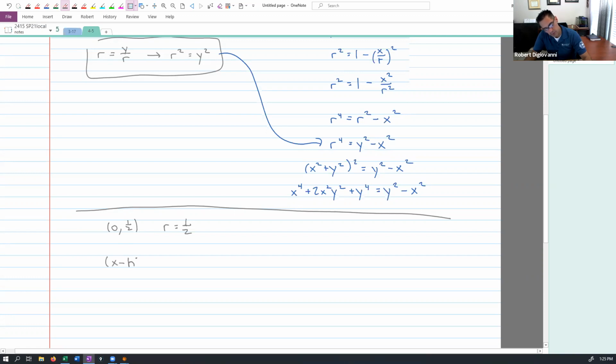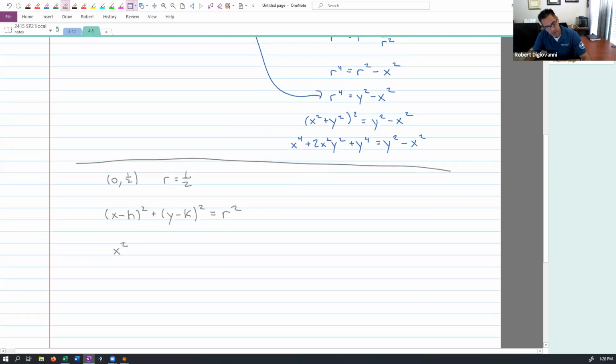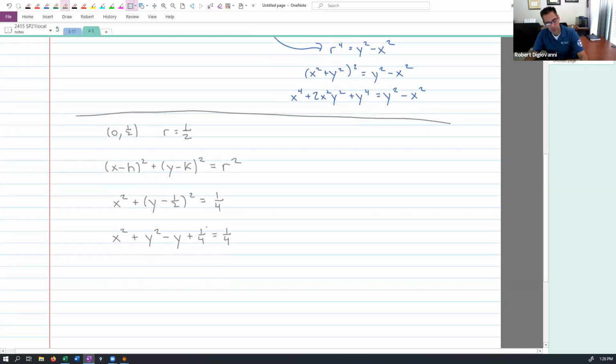Remember, this is the general equation of a circle that's centered at h, k. So for us, it would look like this: x squared plus (y minus a half) squared equals 1/4. You all still with me? Okay, this is x squared plus y squared minus y plus a fourth equals 1/4. All I did there is square this. Okay, the 1/4s cancel, and we get x squared plus y squared minus y equals 0.